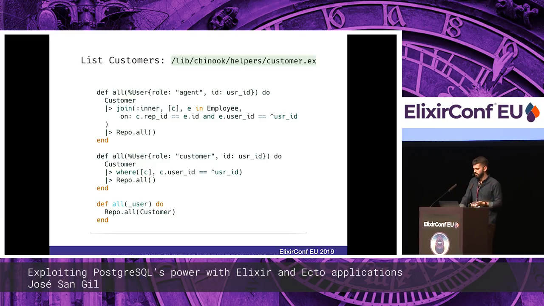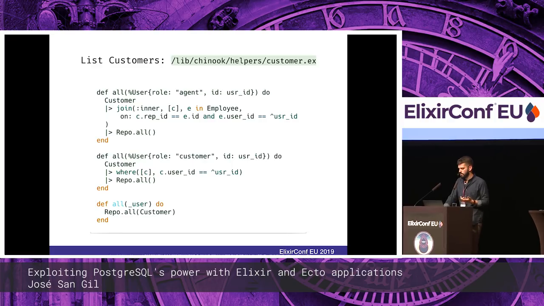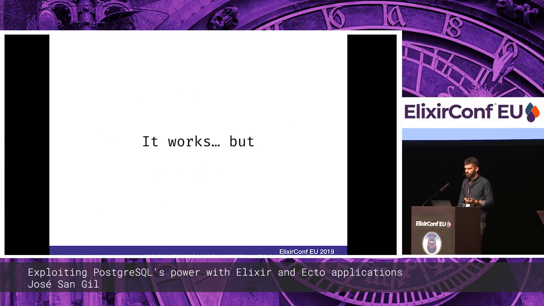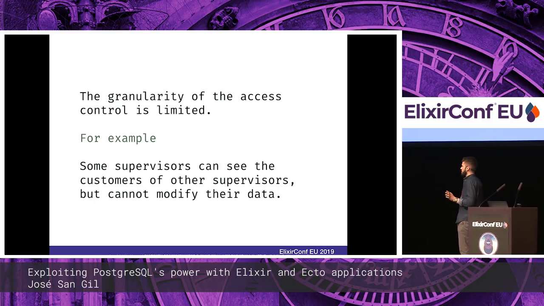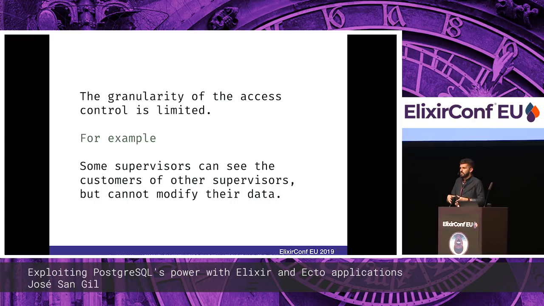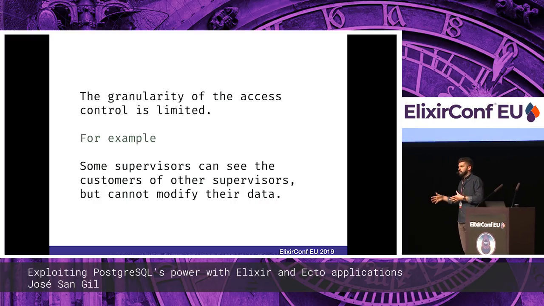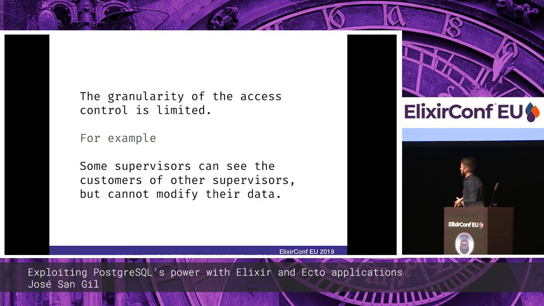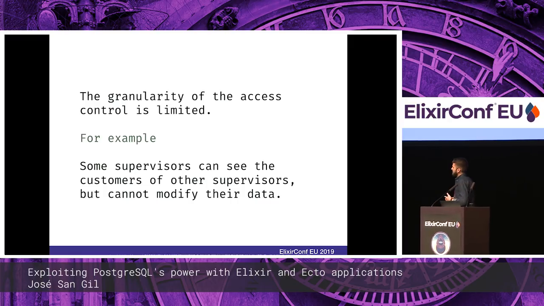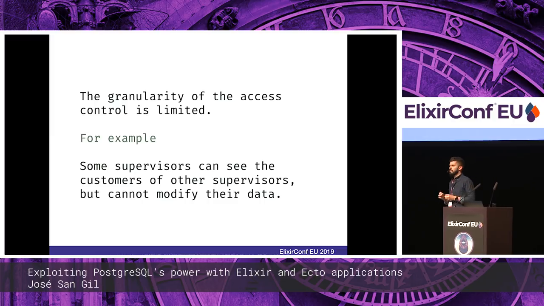So we have listing customers for every kind of user in our system, and it works, but we will probably find ourselves doing this for every resource in our system or every kind of use case we have in our application. And the granularity of the access control is really, really limited.